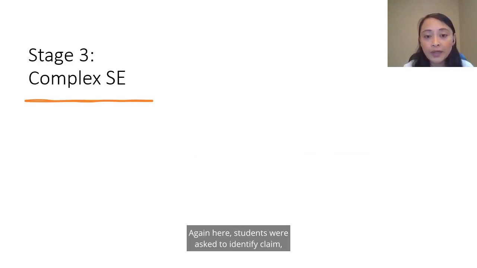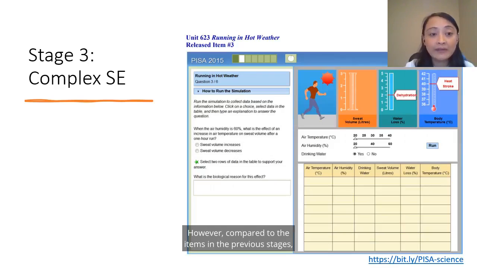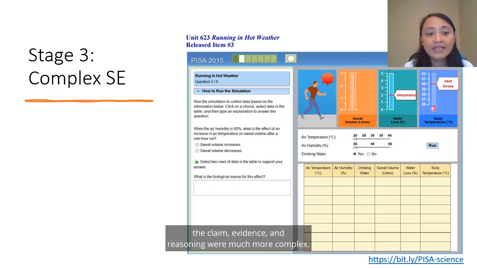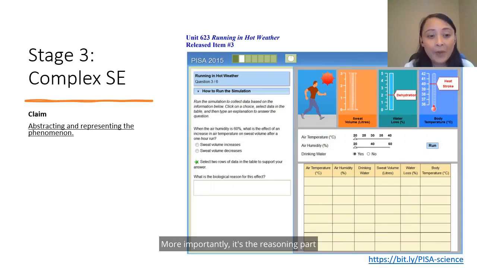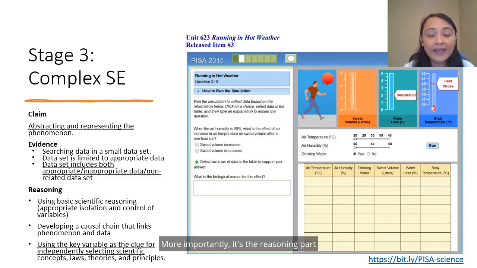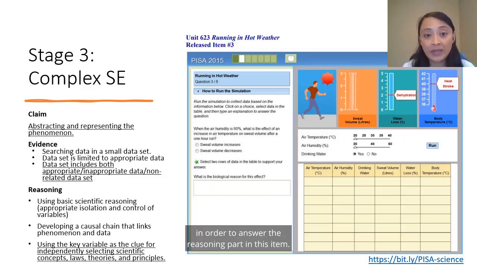Again, here students were asked to identify claim, evidence, and reasoning, similar to the previous task. However, compared to the items in the previous stages, the claim, evidence, and reasoning were much more complex. Hence, we call stage 3 complex scientific explanation. More importantly is the reasoning part, because here students were specifically asked to provide not only general reasoning, but also domain-specific reasoning, in which students need to apply specific scientific theories in order to answer the reasoning part in this item.